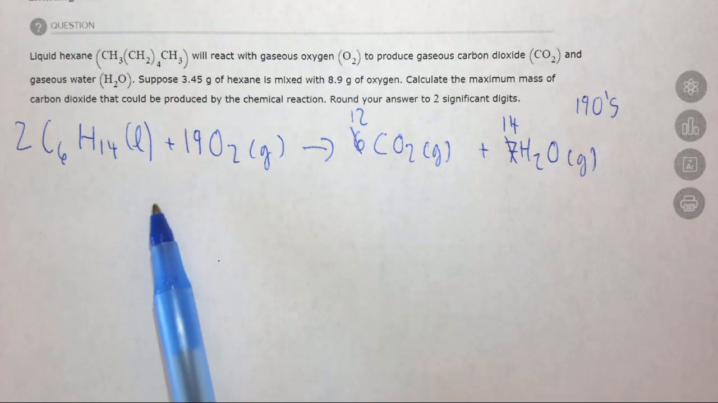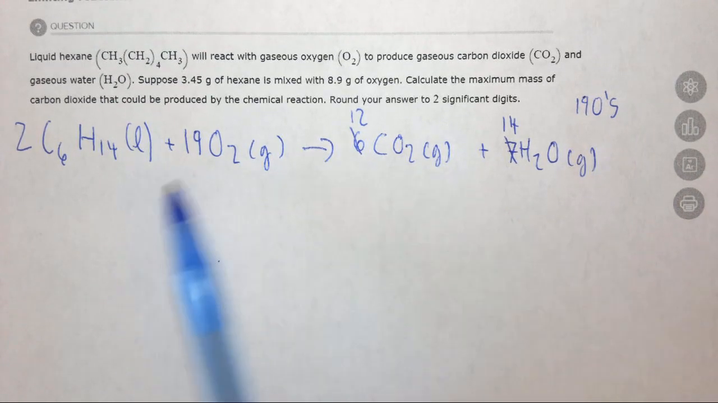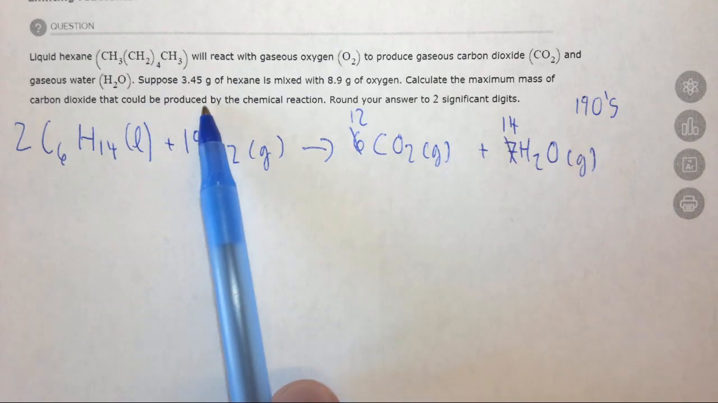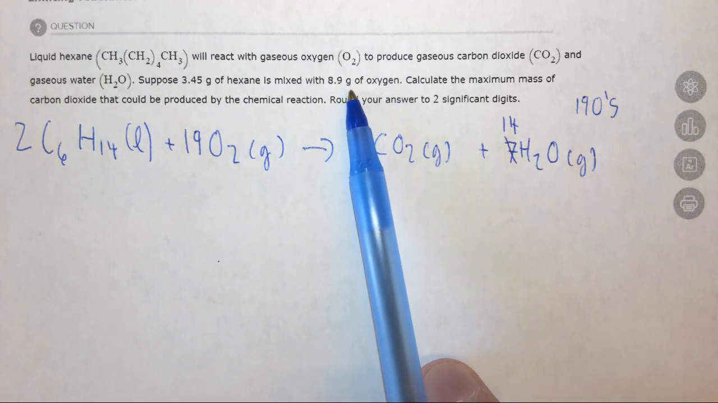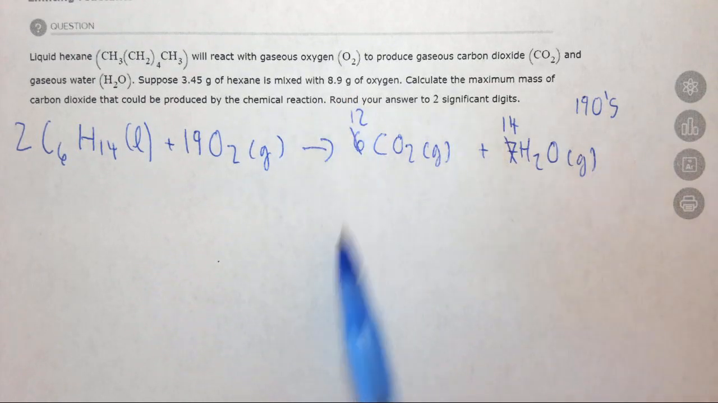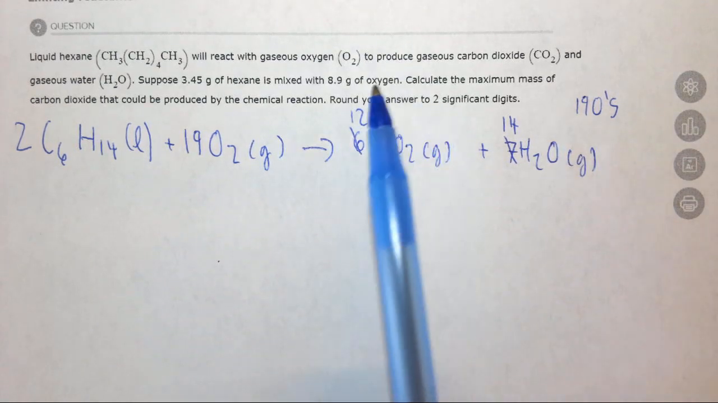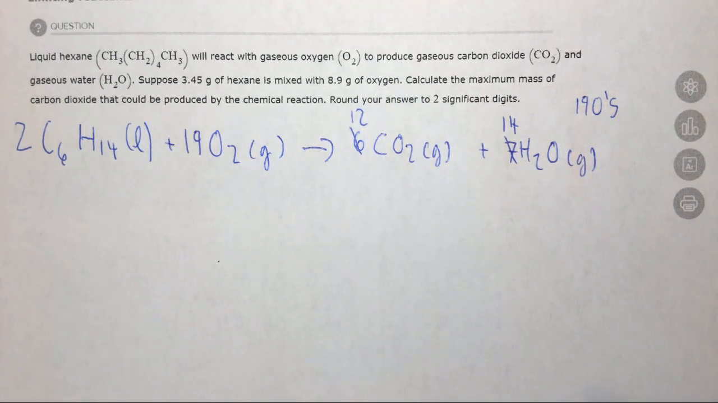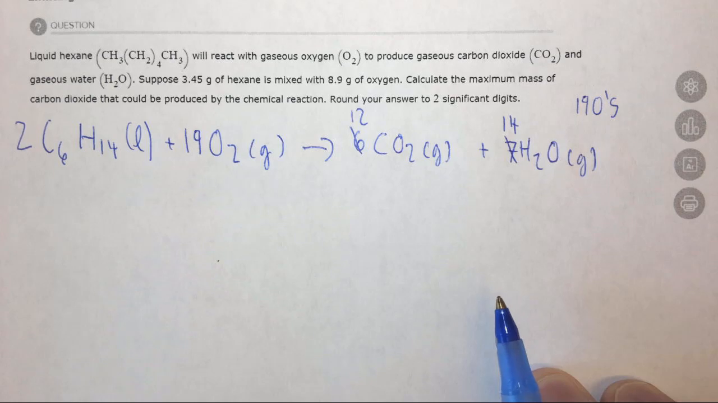Now, what I want to do is get my plan of attack to figure out how much carbon dioxide I can make from all of my hexane, how much carbon dioxide I can make from all of my oxygen, and whichever one is less is how much I will make, because that reagent will be gone. And when that reactant is gone, I can't make any more carbon dioxide. So let's go ahead and do that.